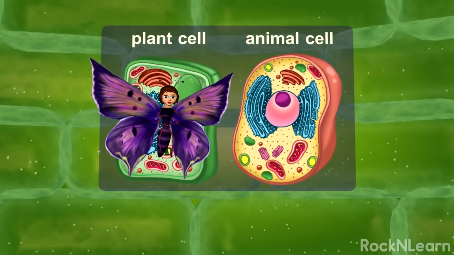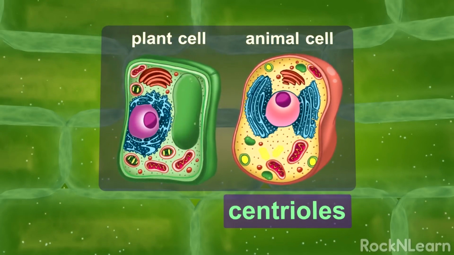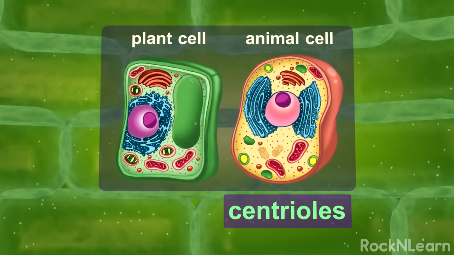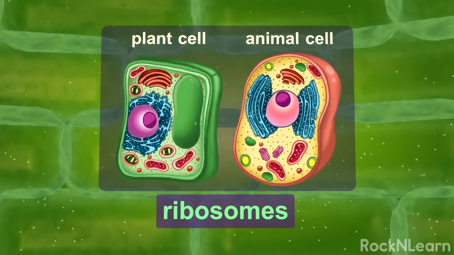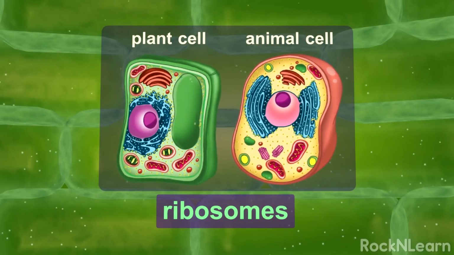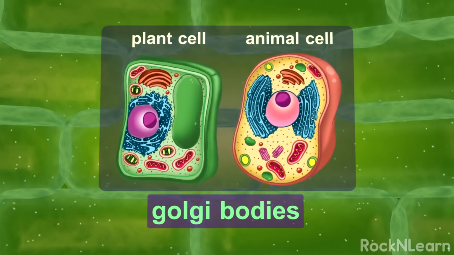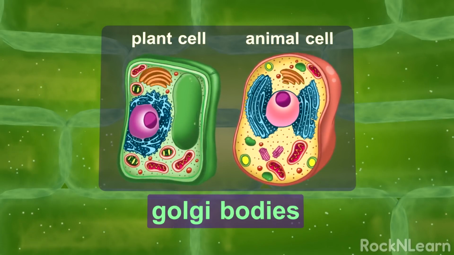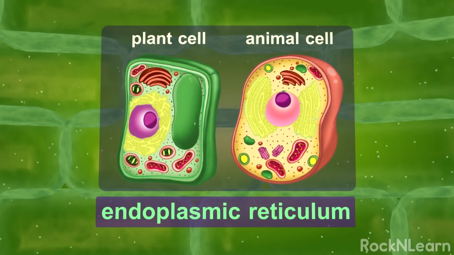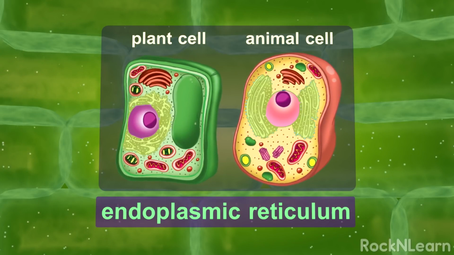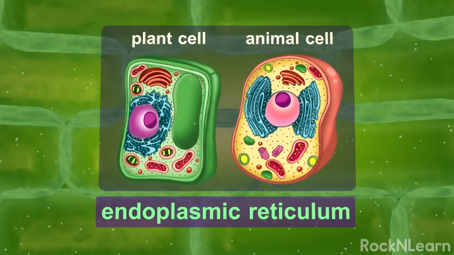Only animal cells have organelles called centrioles, which aid in cell division. Animal cells have 2 centrioles that are perpendicular to each other. That means they're at right angles to each other. Bravo! Both plant and animal cells have ribosomes. Ribosomes are important because they help put proteins together. The Golgi bodies take the proteins that the ribosomes make and package them so they are easier to move. The endoplasmic reticulum, or ER for short, is the transportation network. It takes the protein packages from the Golgi bodies and moves them to where they are needed around the cell.